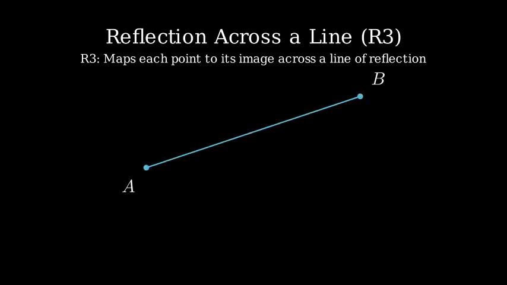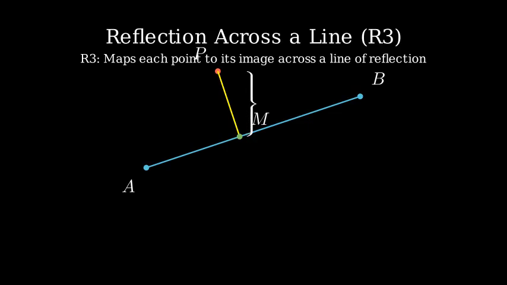Here's our line of reflection, which we'll call line AB. Now, let's place a point P on one side of the line. To find the reflection of point P, we follow these steps. First, we draw a line from point P perpendicular to line AB. We call the point where these lines intersect point M.